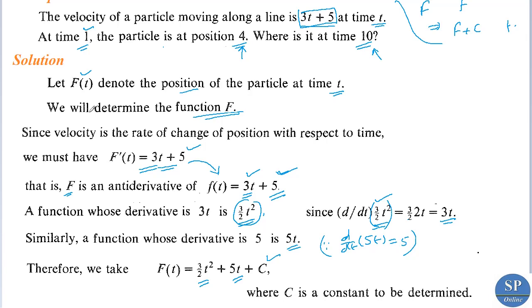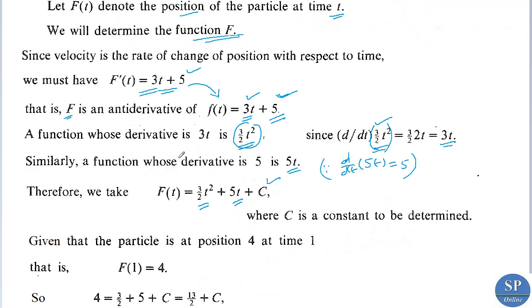Now we have to find the constant c. For that we can use this. We are given that the particle is at the position 4 when time t equal to 1. So we have the position function of the particle is this. Now at time t equal to 1, the position is 4. That is, t equal to 1 implies capital F is equal to 4. So we can replace this value here. So F of 1 is equal to 4, that is given from this.